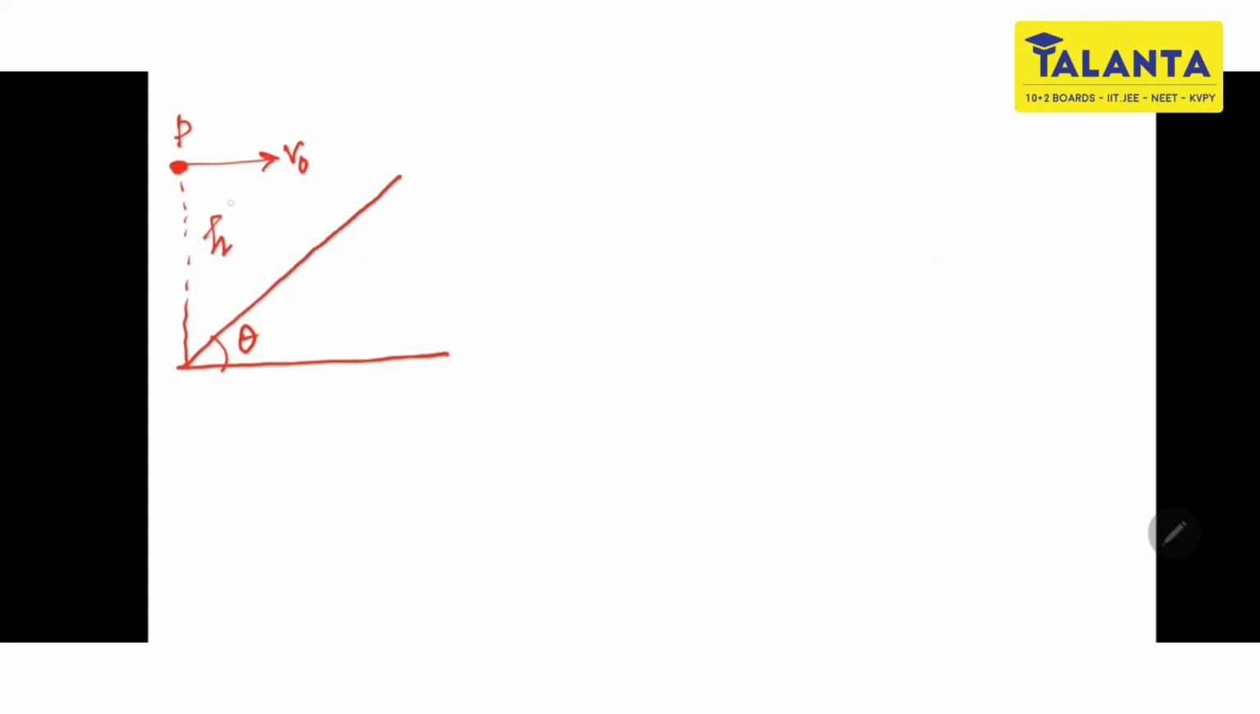Now the next problem is: a stone must be projected horizontally from a point P which is h meters above the foot of a plane inclined at an angle of theta with the horizontal, as shown in the figure. Calculate the velocity V0 of the stone so that it may hit the inclined plane perpendicularly.